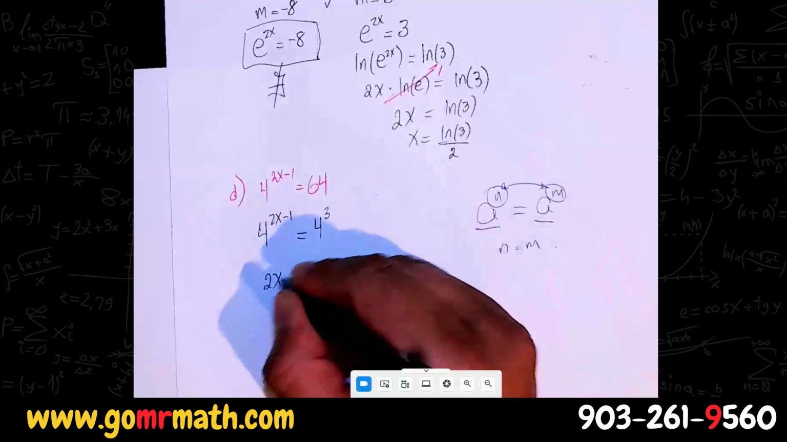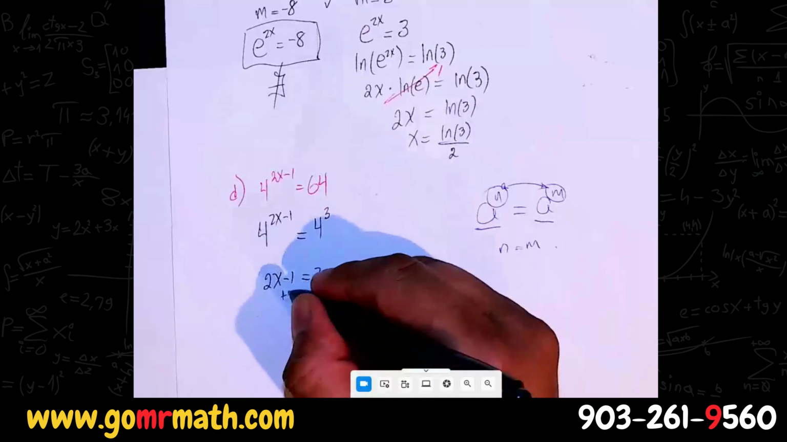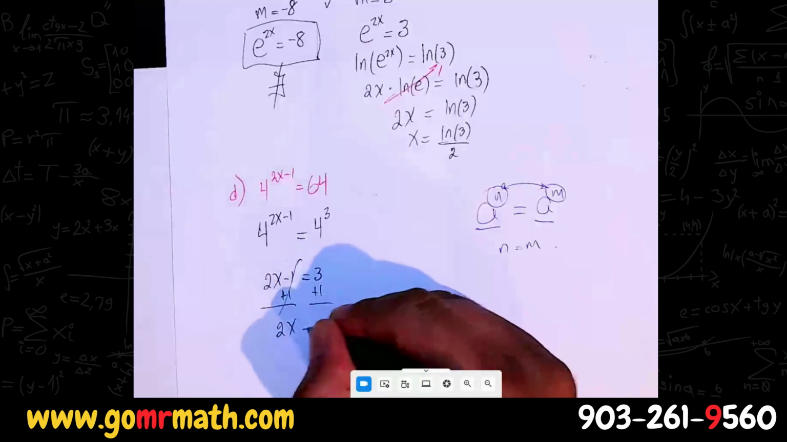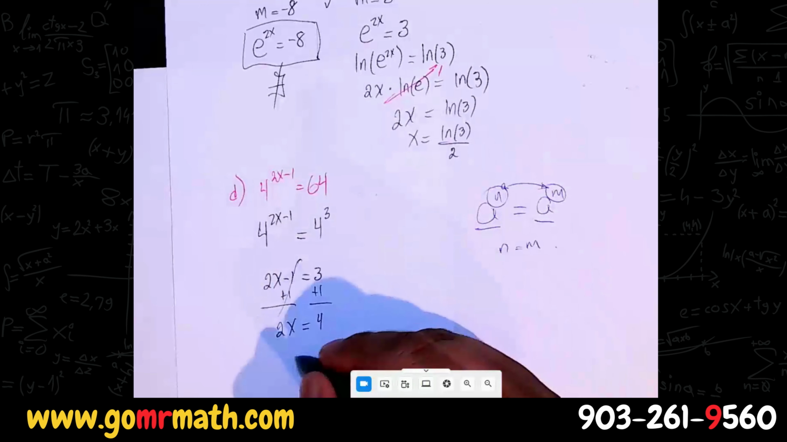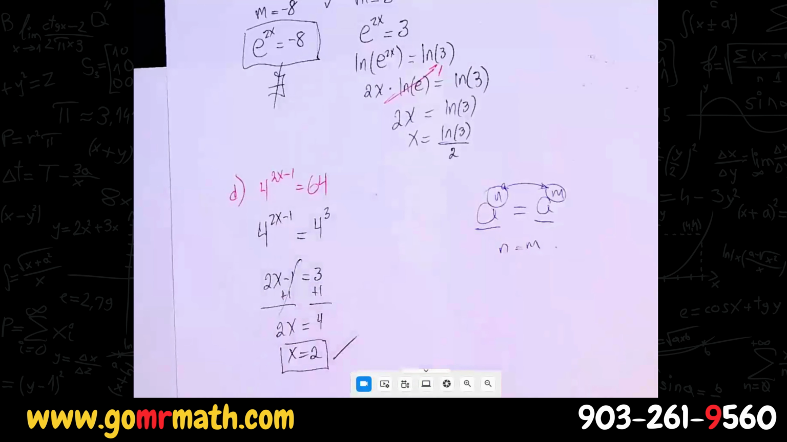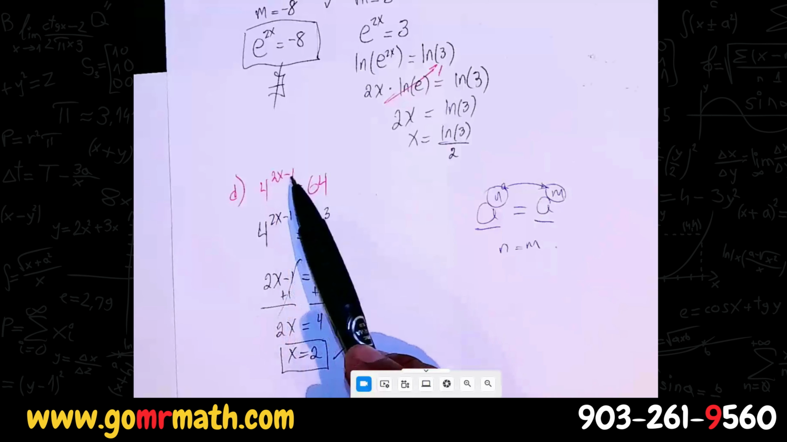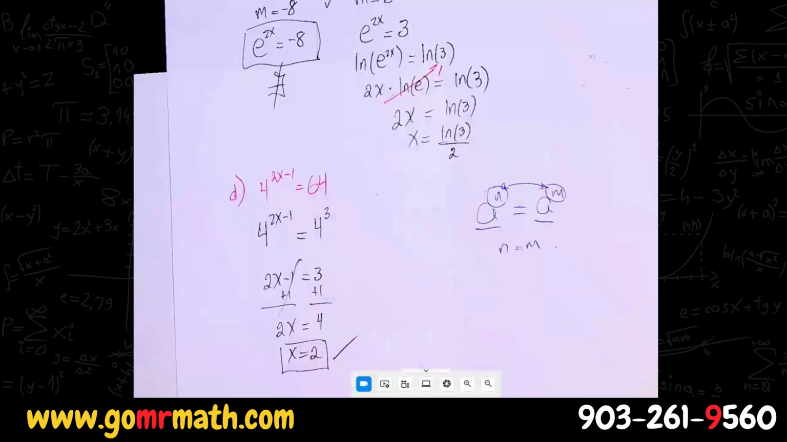Now that we have the same base, we're going to set the exponents equal. So we have 2x minus 1 equals to 3, and we just need to solve this one. Adding 1 on both sides, it's gone, and we'll have 2x equals to 4. Divide by 2 on both sides, and then we have x equals to 2. That should be my answer. Just a very simple and quick verification. If we plug this 2 into the initial equation, 2 times 2 is 4, minus 1 is 3, and then I have 4 to the cube equals to 64, which is correct.